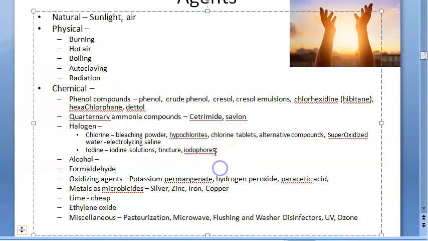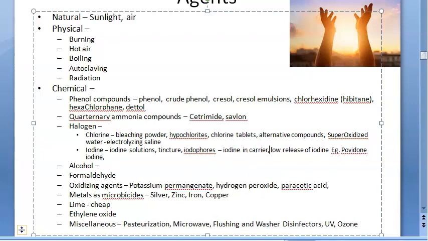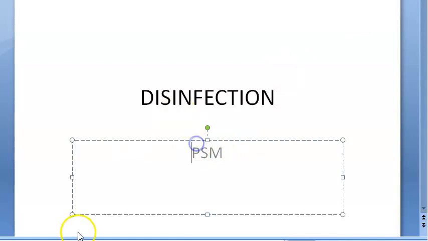See, when somebody asks you what is iodophore, you say that it is iodine in some other compound, okay? So there will be slow release of iodine. Like for example, you have povidone iodine, betadine, okay? If somebody asks you what iodophore is, remember to write this. So there will be iodine in a carrier, okay? So there will be slow release of iodine, povidone iodine, betadine. So that is all about the disinfection part in PSM, okay.